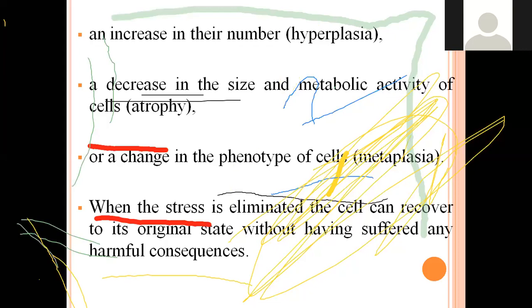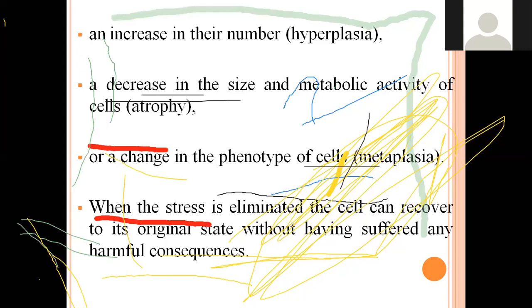When the stress is eliminated, the cell can recover to its original state without having suffered any harmful consequences. Now, if the stressor is removed, if the trigger is removed, then the body can repair itself. It can return back to its original state. That's what adaptation does. It will hold the body together till the stressor is removed so that the body can now return to its original state.